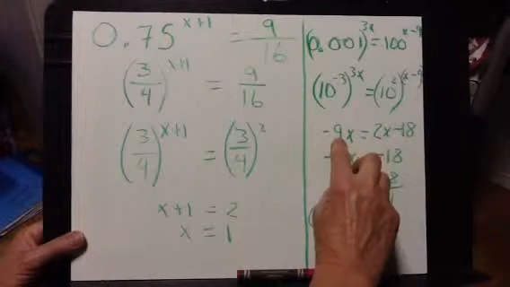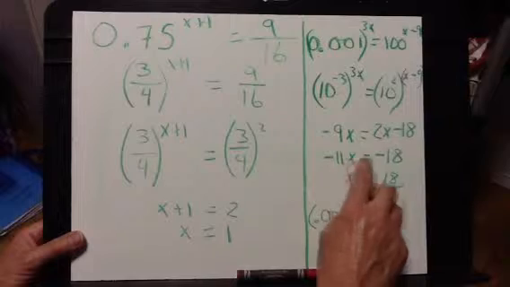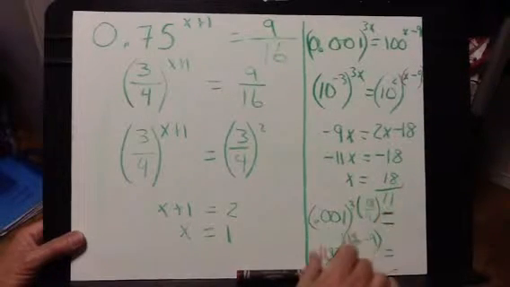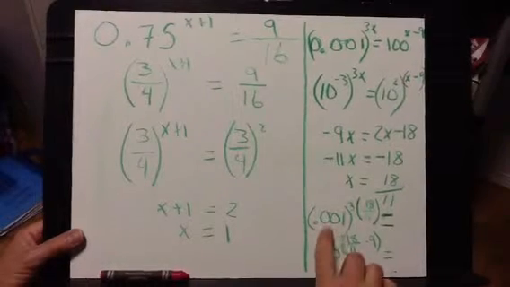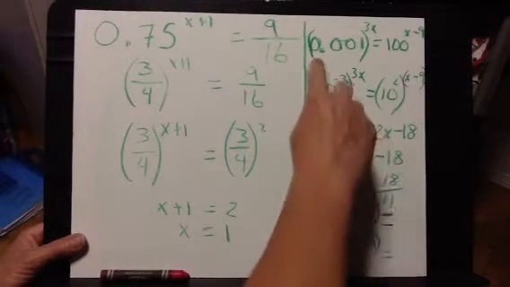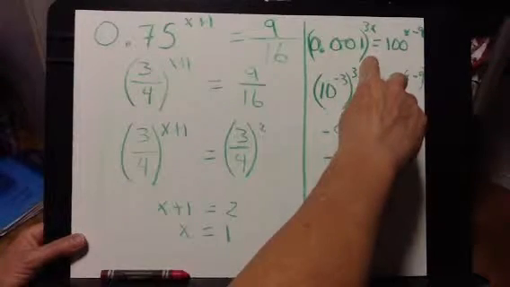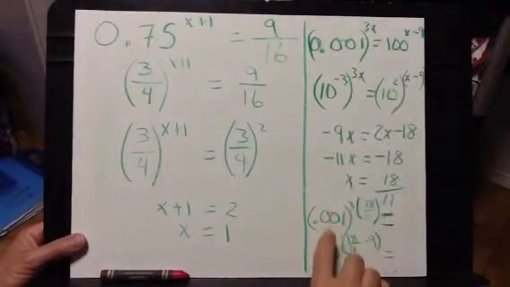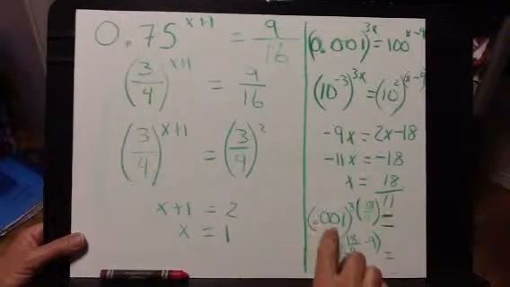Let's pull the x's over here. So negative 11x equals negative 18, so therefore x is equal to 18/11. What I want to know is if this is really a solution. If it is, then I should be able to plug it back into the original equation, plugging 18/11 in for x. So that's what I've done down here.